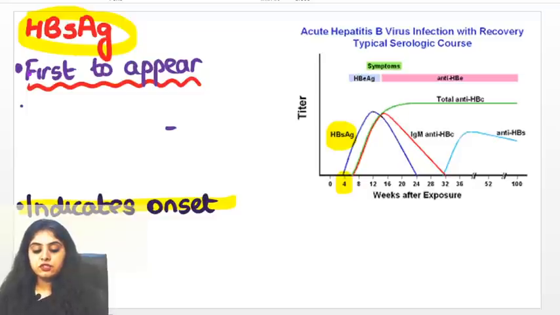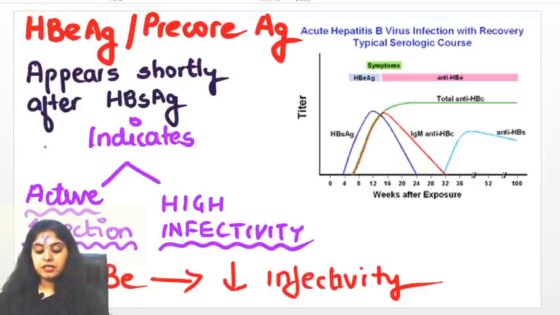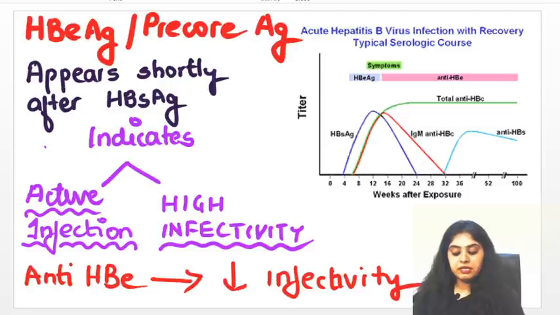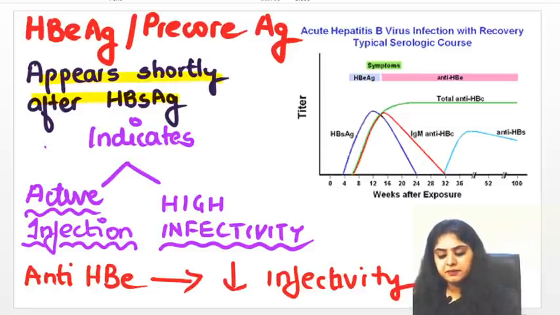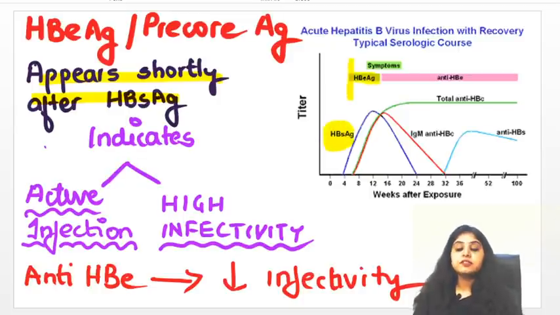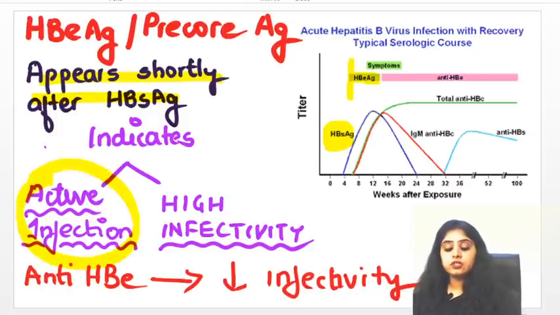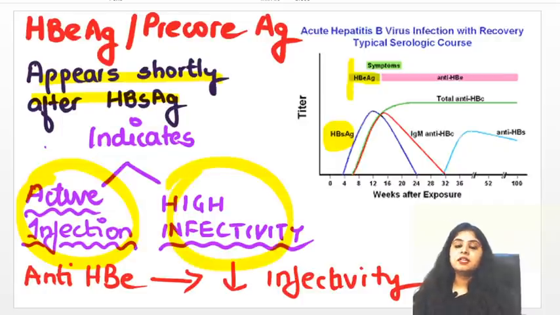After HBsAg, please remember the next one to come in is HBe, also known as the pre-core antigen. It appears very shortly after HBs. First HBs came and then shortly after it HBe has come. What is it indicating? It always indicates either active infection or very high infectivity.